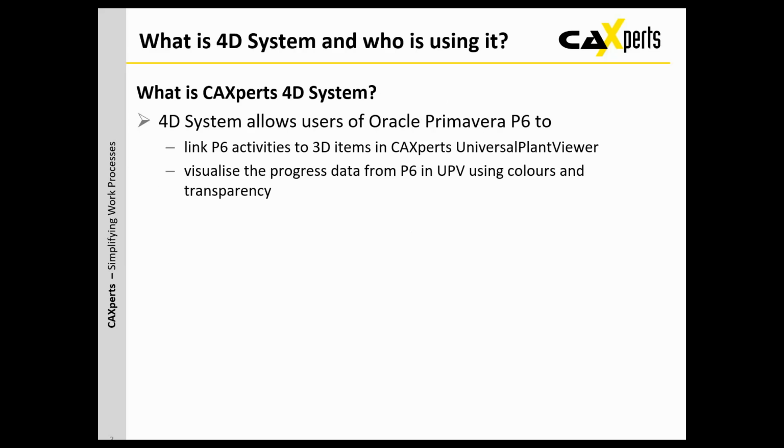So who is using the 4D system? The 4D system allows users of P6 to link the P6 activities to 3D items in UPV and to visualize the progress data from P6 in UPV using colors and transparencies. Since last year, we have added a functionality to create animation files for UniversalPlantViewer. Since version 6.1 of UPV, any UPV installation can open and run these export files from the 4D system.